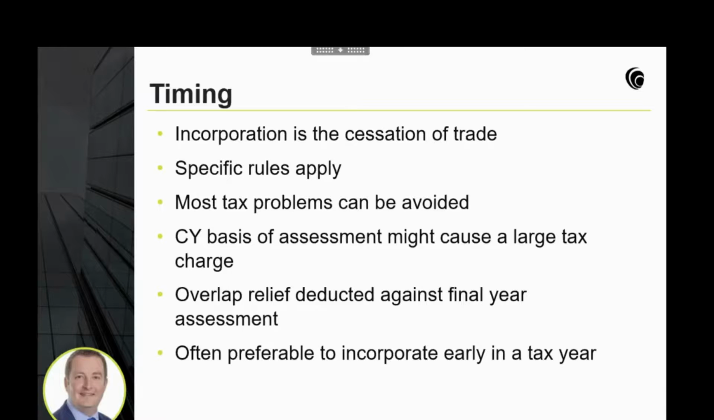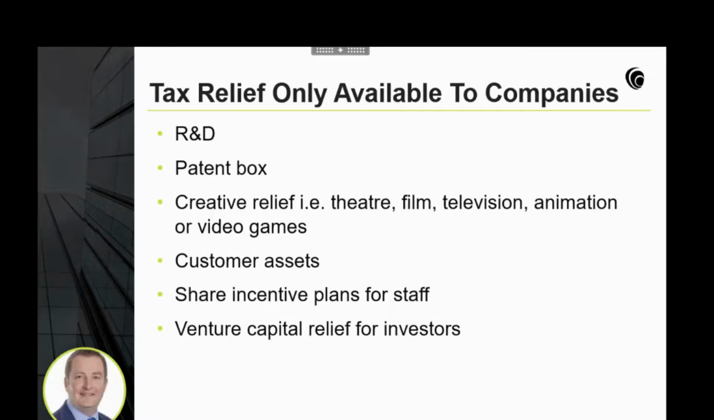in a tax year. And I mentioned in the first part of my talk that some tax reliefs are only available to companies, and that really forces the hand of businesses into operating through a company. The key ones that we see really are companies that undertake research and development, or which qualify for the patent box regime. That's the 10% corporation tax rate on profits from patents and IP, etc. In the creative industries, the reliefs available to businesses in that area typically are only available through limited companies.